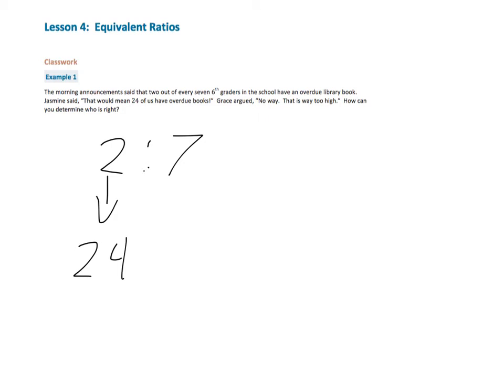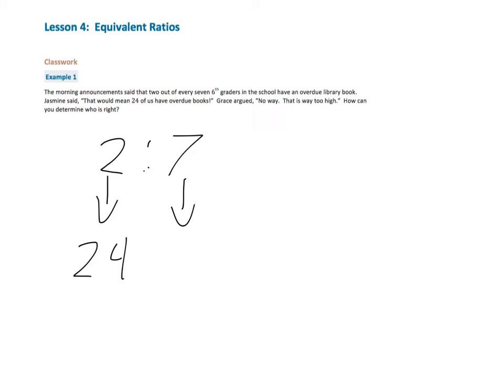So we need to figure out how many total students there are. We need to figure out what number corresponds with 7, and then we can see if Jasmine's answer makes sense. So, how are we going to do that? Well, if we remember from last lesson, to make an equivalent ratio, we need to multiply both numbers by the same thing. So what did we multiply 2 by to get to 24?